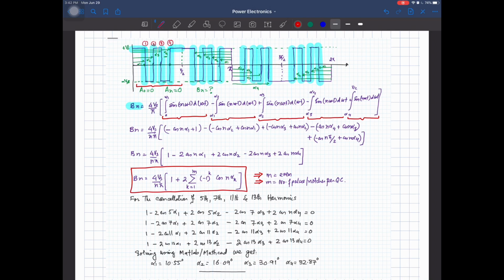So from here we can write down 4 equations, because we have 4 variables, alpha 1, alpha 2, alpha 3 and alpha 4. So we can cancel out 4 sets of harmonics. These are the equations for those, and if we simplify these equations, we will get alpha 1, alpha 2, alpha 3 and alpha 4. And if we construct these waveforms with these calculated angles, we apply gate pulses to our inverter in such a way that this waveform appears at the output, which has the quarter wave symmetry and the half wave symmetry. So we will get rid of 4 sets of harmonics at the output of the inverter.